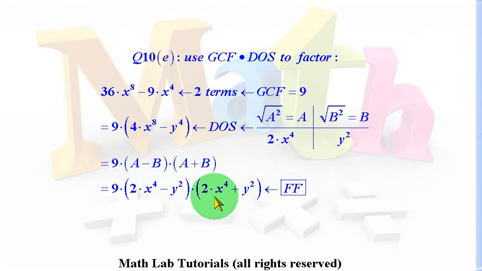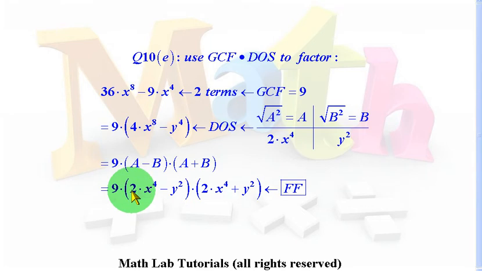This over here is really a sum of squares, so it does not factor. This is almost the difference of squares except for the 2, so we won't bother. If we wrote 2 as the square root of 2 all squared, we could treat this as a difference of squares. But we won't bother doing that.